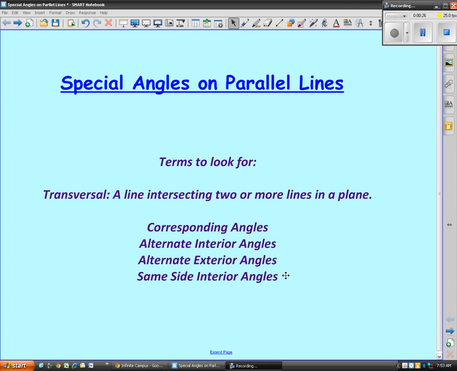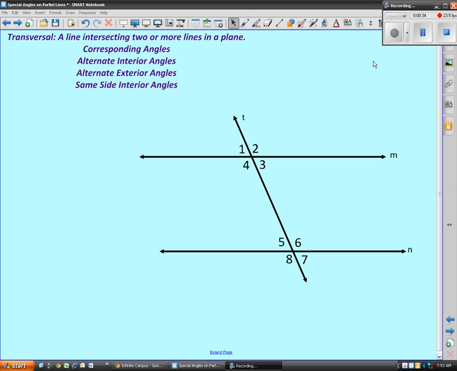We're going to define them and show you what they look like on the next page, so you do need to write some of this stuff down. So the first term that I want to describe for you is a transversal. Like I said earlier, the transversal is a line that is intersecting two or more lines, and I have highlighted the transversal in red. Anytime you see a line that is cutting across two or more lines, this is considered a transversal.